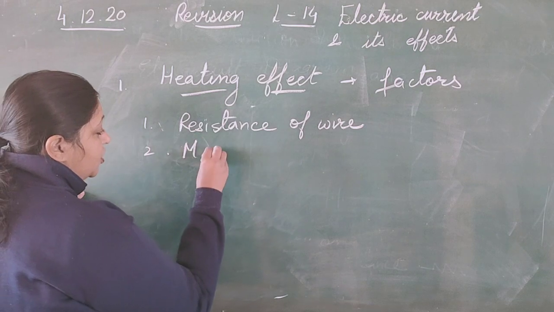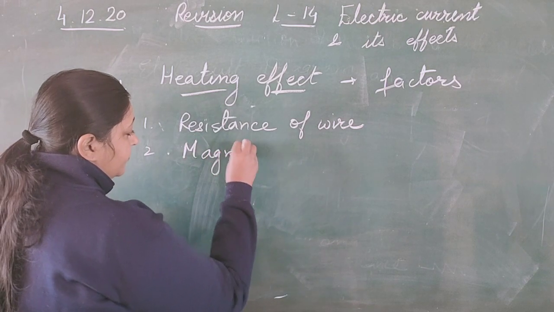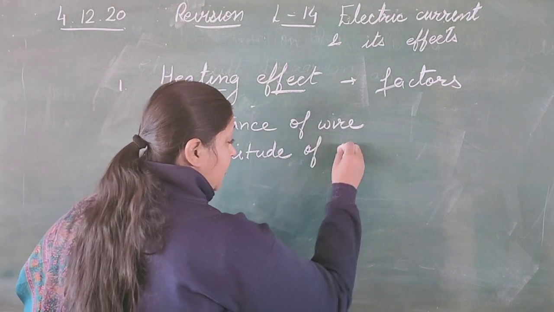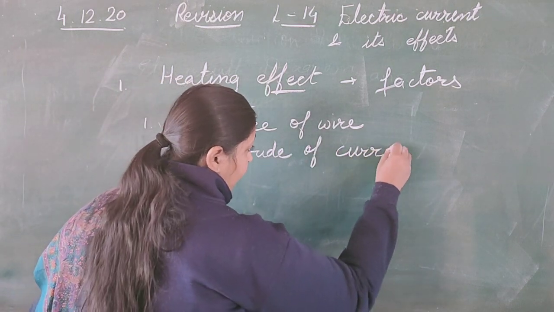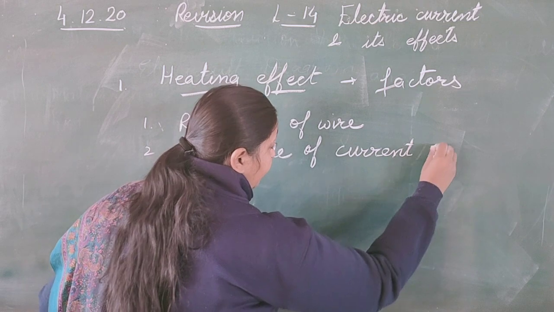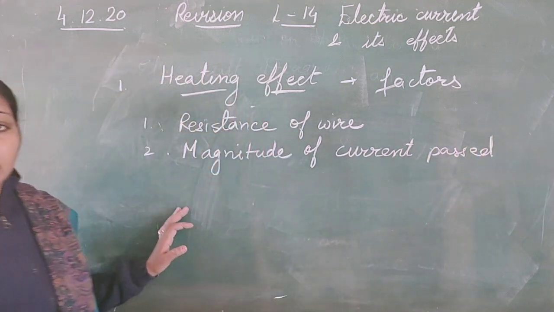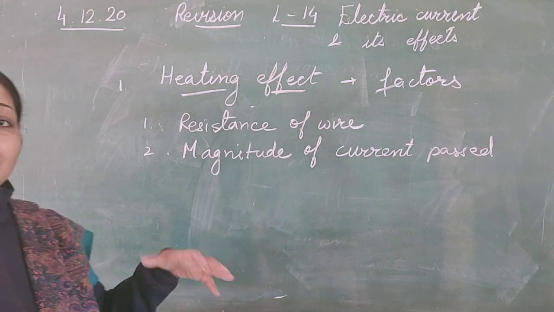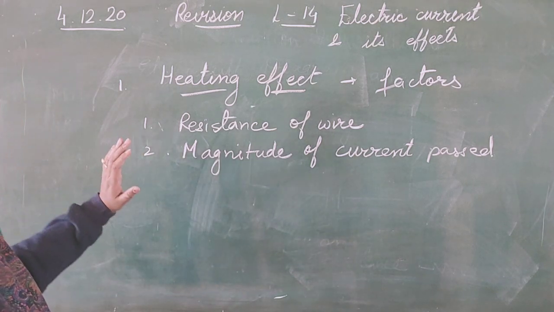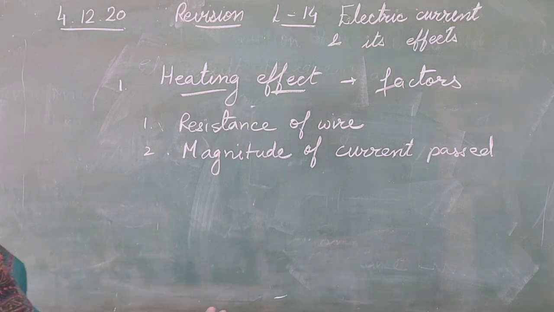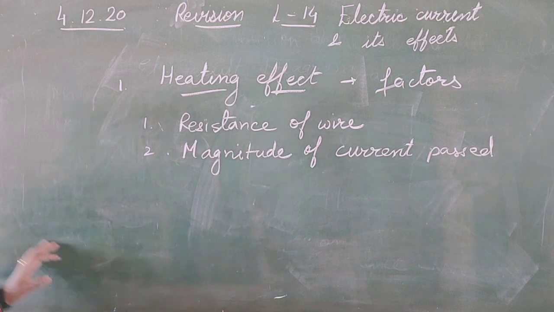Second, magnitude of current passed. The more current you pass, the more it gets heated. Clear? The more current you pass, the greater the heating effect. Even using this heating effect, we have made so many things.